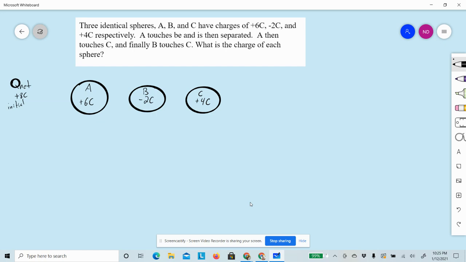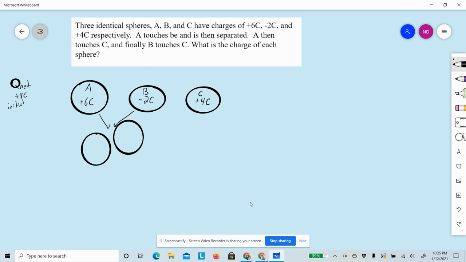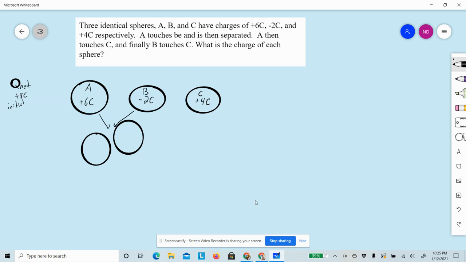But here's what happens. A touches B, and then they are separated. So this one comes here, this one comes here. They touch for a moment. A and B, they get touched.